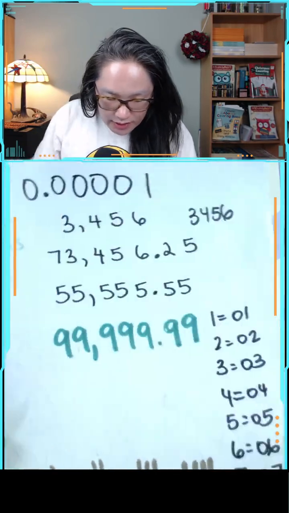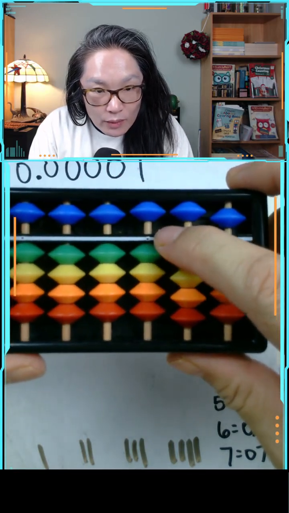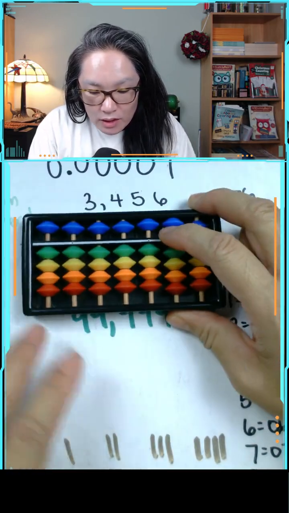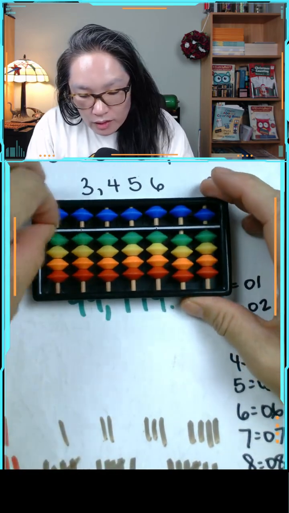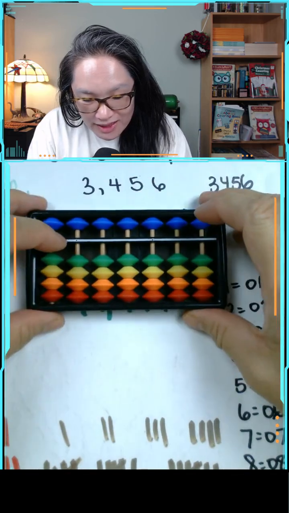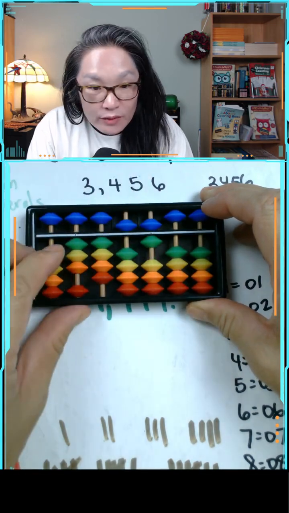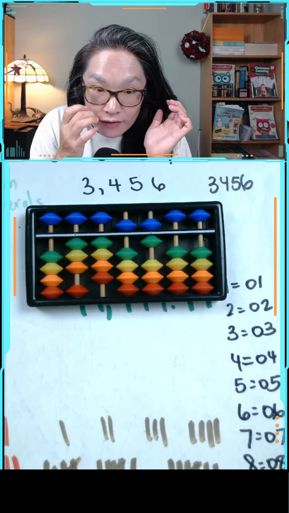We are going to do this number. So notice that there is a ones over here. This is my ones place. When we look at the ones, we are going to do thousands. Notice that there's another dot here. This is my thousands. So I have 3,456.